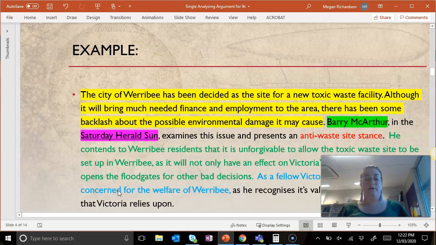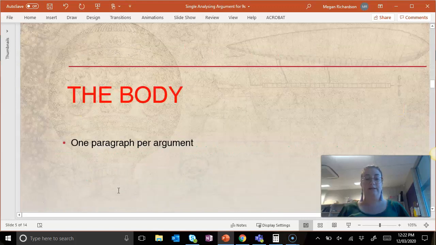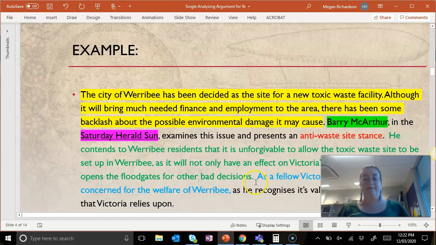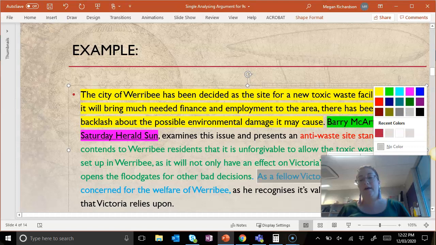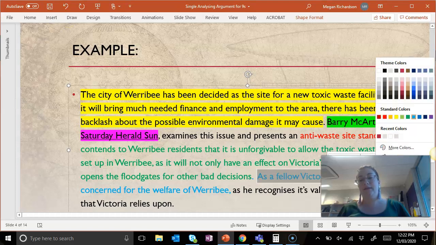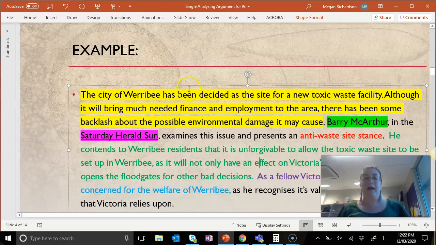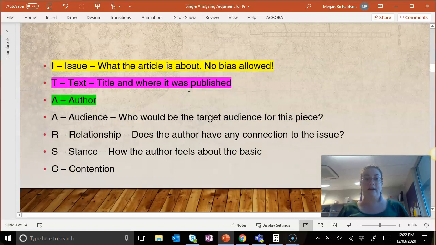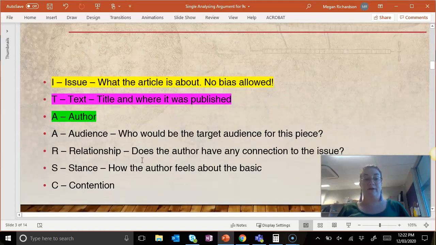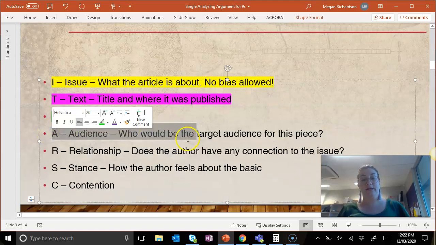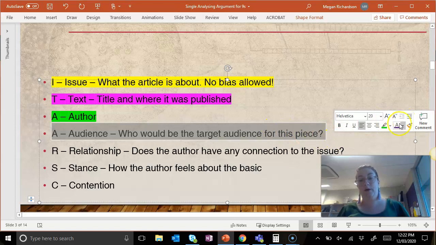Let's have a look. What was the next one? Audience. As a fellow Victorian, so that is my audience. What colour can I do that? No, I don't want to do it that colour. Orange. Ooh, that's really hard to read, isn't it? Let's go purple. Perfect. As a fellow Victorian, so it's kind of saying, you know, that Victorians would be reading this. So that's the audience. Purple.